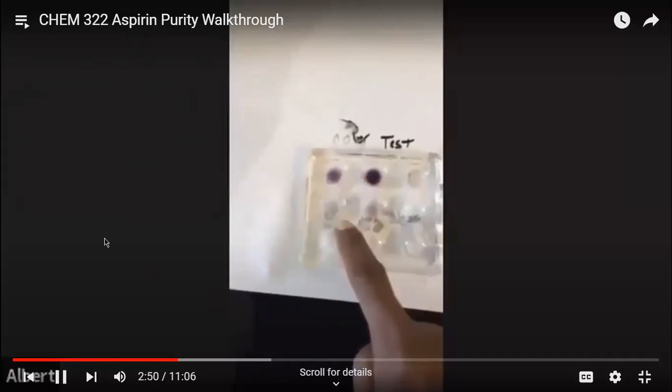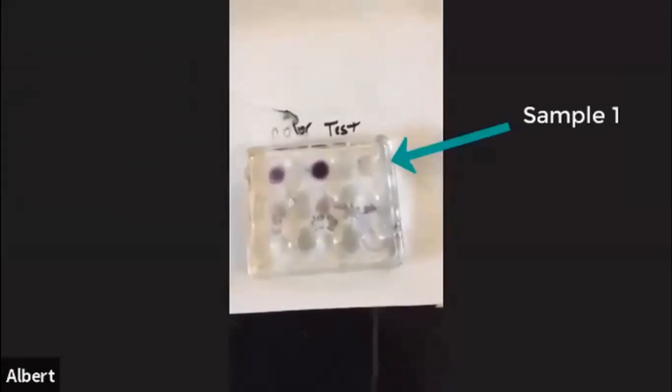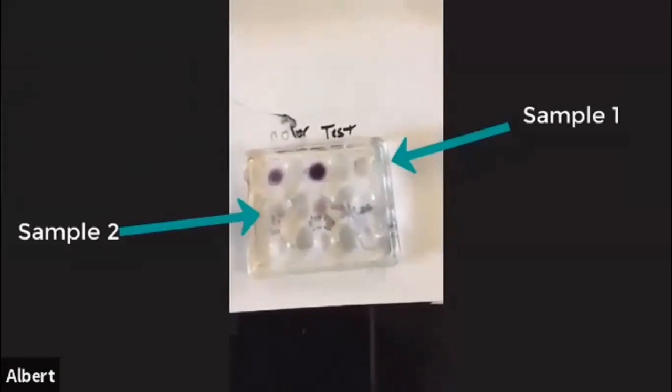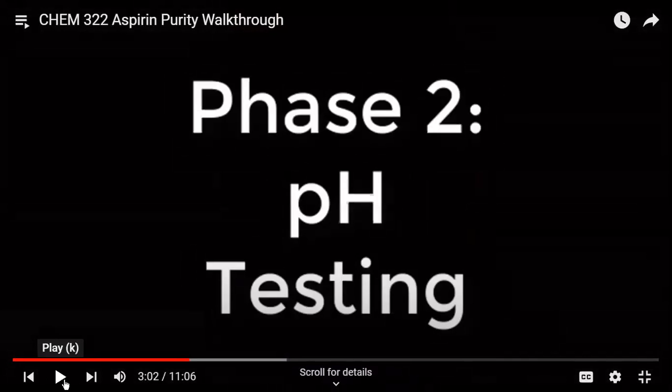And this is 30, and this is 11. You can see, out of those 3 samples, 11 is the purest out of all of them. All right, any questions about the purple color test part? All right, so now the next section is dealing with the pH. This is fairly, go ahead.